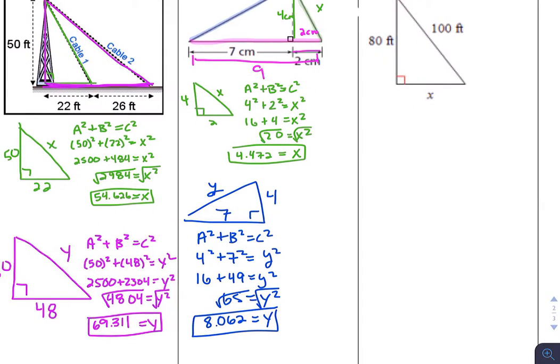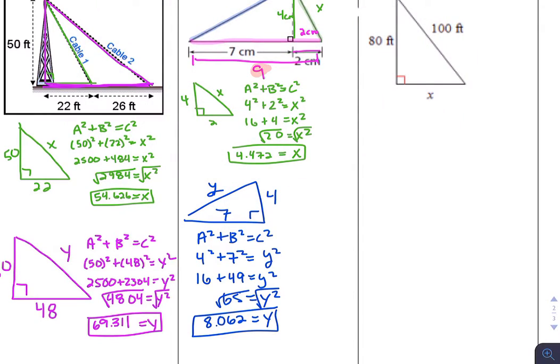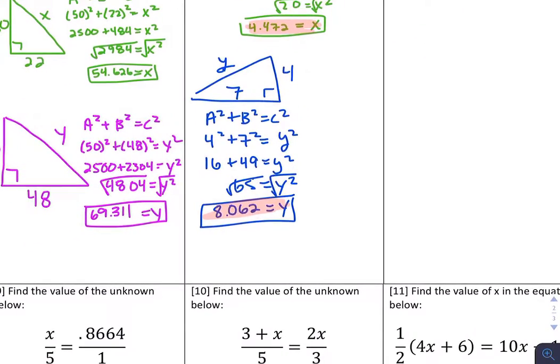Okay, now we're not done yet because they actually did ask us to find the perimeter. But now that we have all three values, we have 9 for the bottom, we have 4.472 for the right, and then we have 8.062 for the top. Our job is now simply to add them together because the perimeter is the sum total of these three sides. So take 8.062 plus 9 plus 4.472. And our final perimeter here is 21.534.